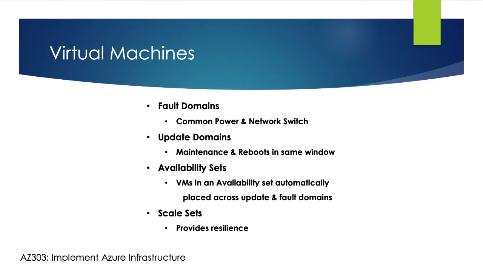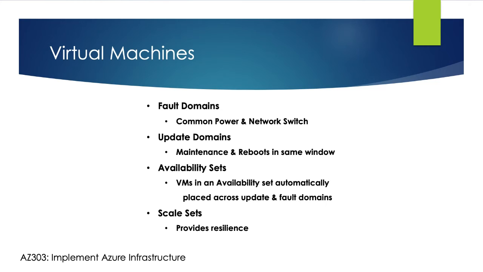Update domains are used to control when the underlying hardware that Microsoft manages is patched and rebooted. As Microsoft performs maintenance on the underlying hardware for you, there are times when that hardware might need to be rebooted, and sometimes the updates might require the virtual machine itself to be rebooted. An update domain defines when these events occur, so all servers in the same update domain would get rebooted or affected at the same time.